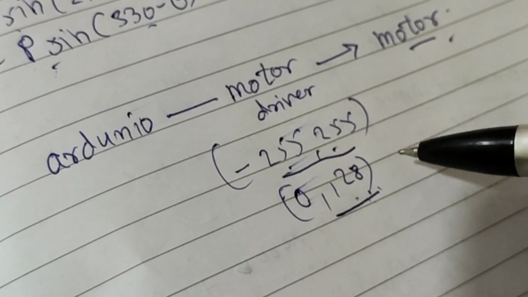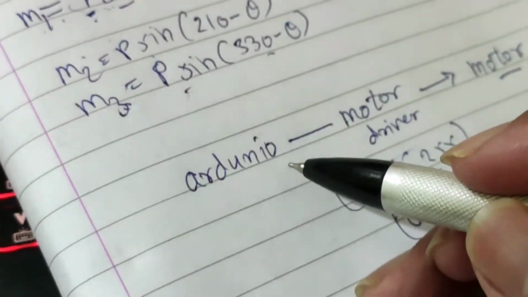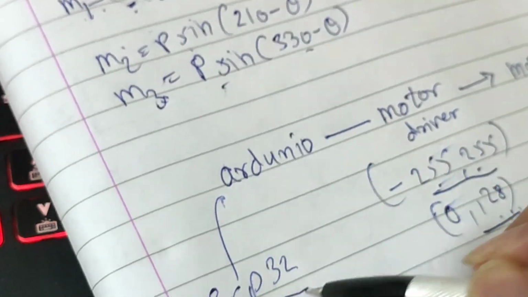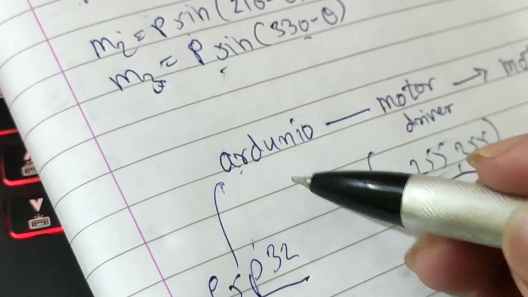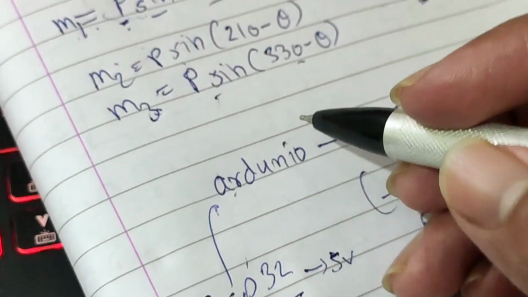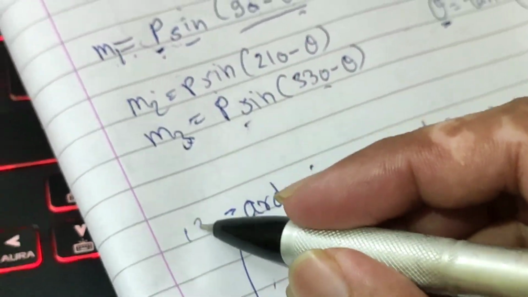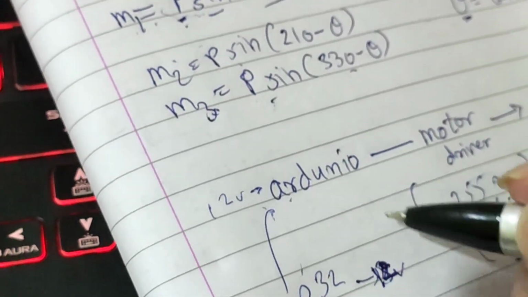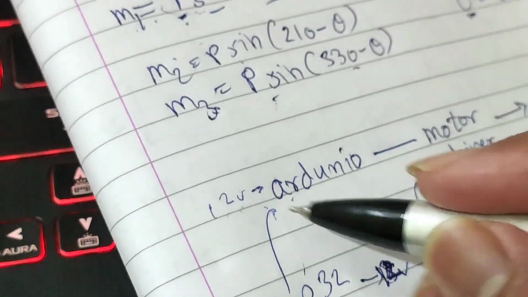After this I will have the ESP32, which will be connected to this Arduino, and it will have a power supply of 5 volts, and also a 12 volt supply. We will be delivering 12 volts using a power bank.